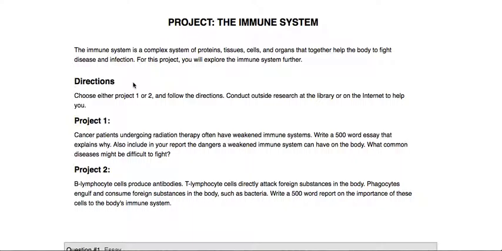Project 2 says that B lymphocyte cells produce antibodies, and T lymphocytes directly attack foreign substances. Phagocytes engulf and consume foreign substances such as bacteria. The goal for this one, if you choose it, is to write a report on the importance of these cells in the body's immune system. Now, I don't just want you to give me a definition of each of those. I want you to discuss their importance along with what they do. Why are they important? That is what this essay is asking you to craft.